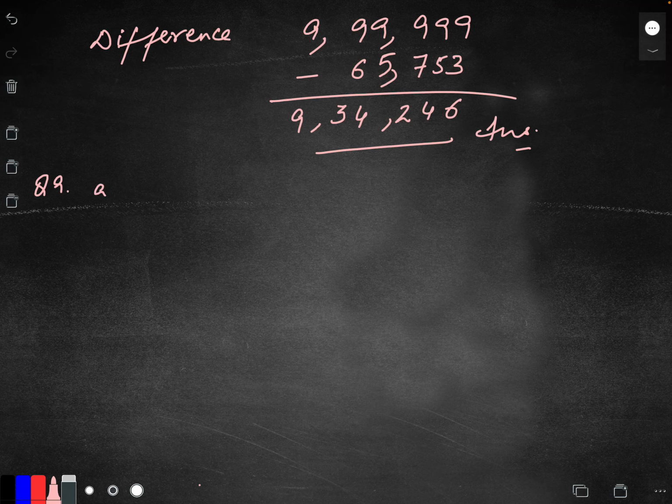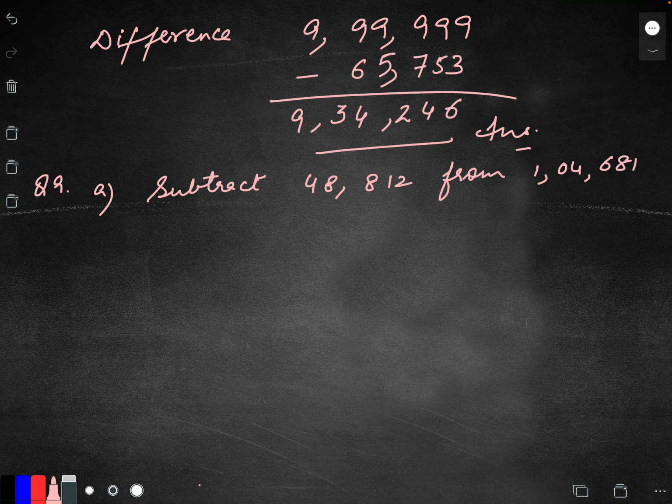Question number 9, children. There are two parts. First, you write the number from the number name and then do the subtraction. Let us do that. Subtract. I am now writing the number from the number name, reading it from the book. 48,812 from 1,04,681. So the ones who have stopped practicing chapter 1 can do mistakes here. I told you should practice mathematics in the holidays. Now the bigger one is 1 lakh and the smaller one is 48,000.